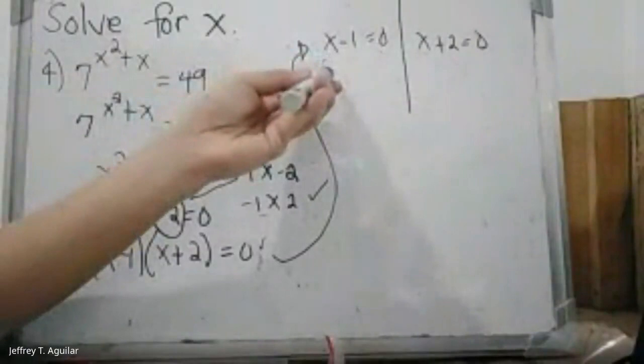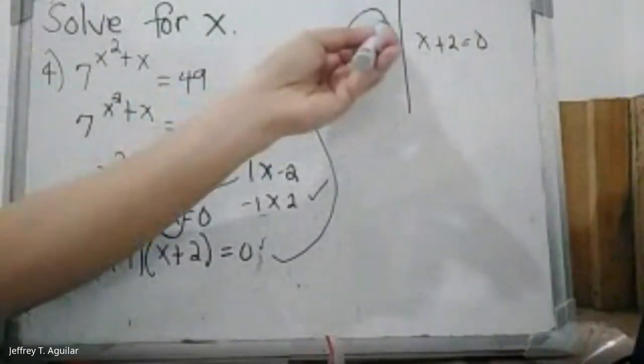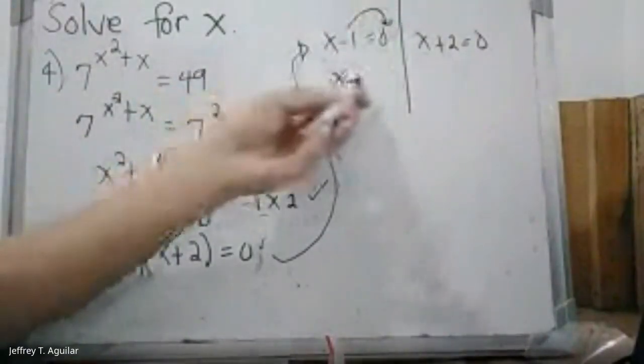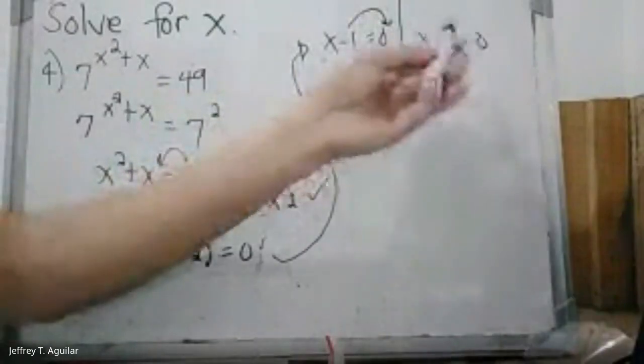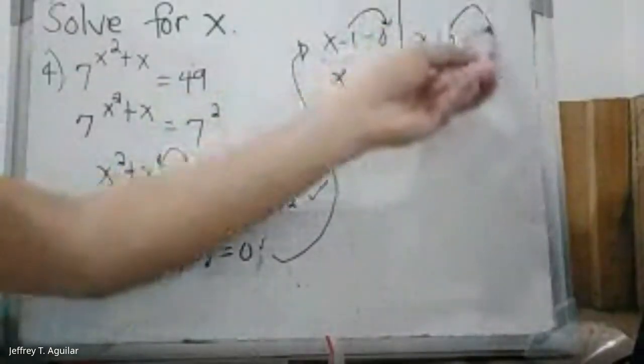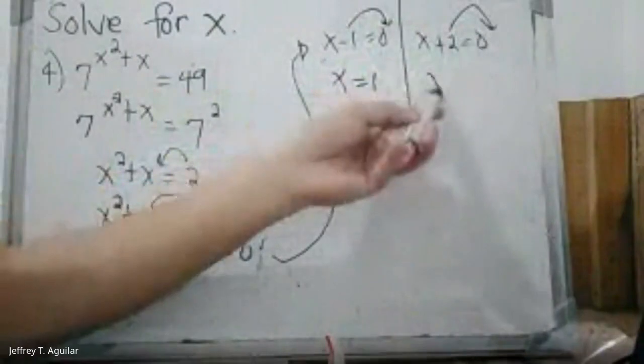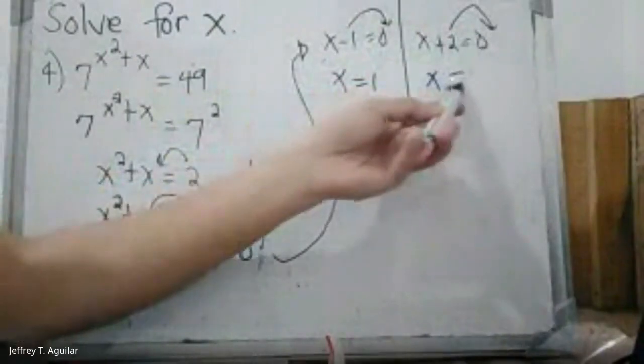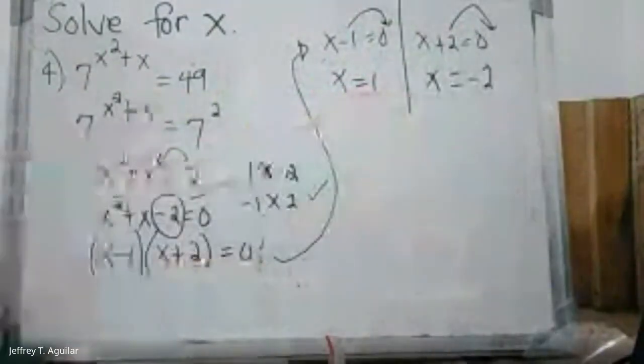So how to solve for x? Transposing negative 1 to the right. From negative, it will become positive. How to find x here? Transposing to the right. From positive, it will become negative. So this is now negative 2.